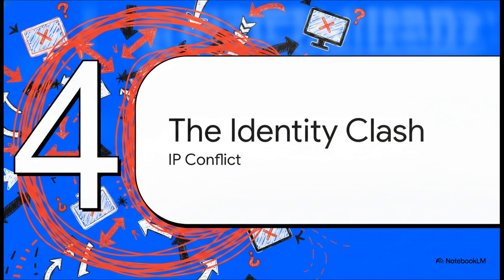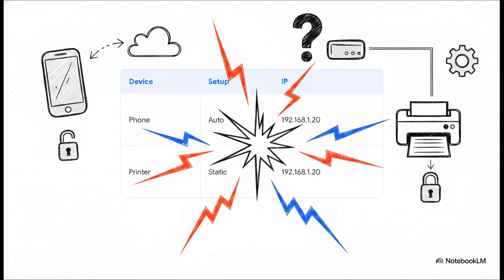And that brings us to our final red-coded suspect. Suspect 4, the identity clash, or as it's more commonly known, an IP conflict. This is essentially a violent digital clash. Two devices fighting to the death over a single identity.